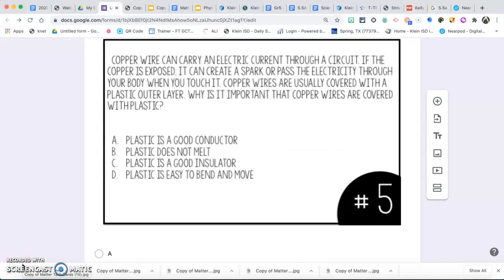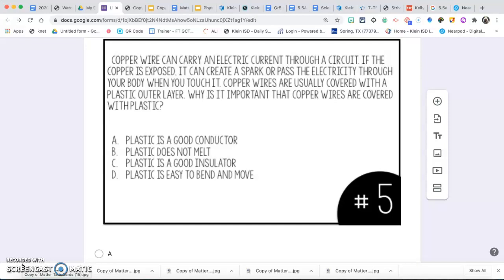Question 5. Copper wire can carry an electric current through a circuit if the copper is exposed. It can create a spark or pass the electricity through your body when you touch it. Copper wires are usually covered with a plastic outer layer. Why is it important that copper wires are covered with plastic?